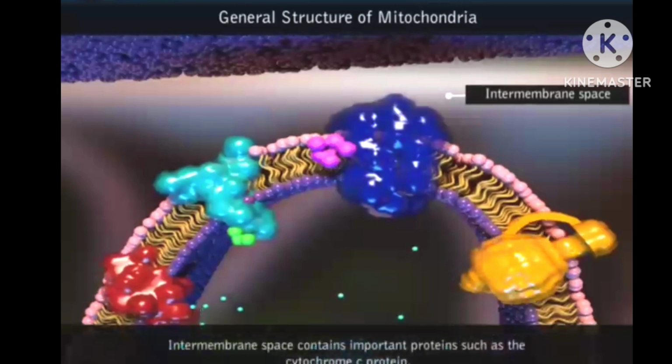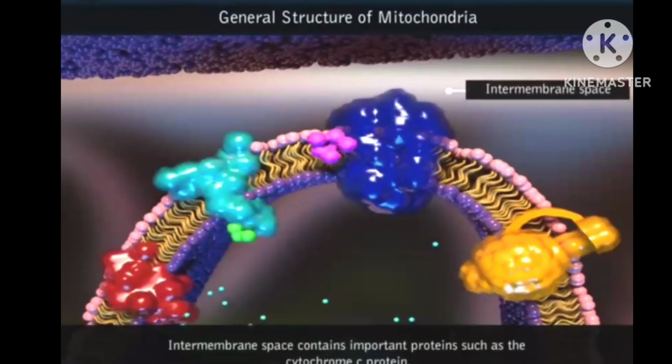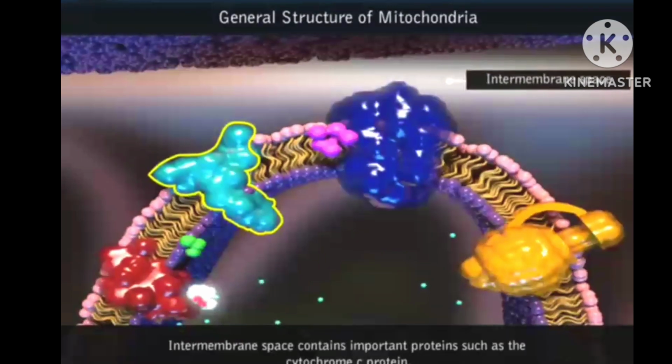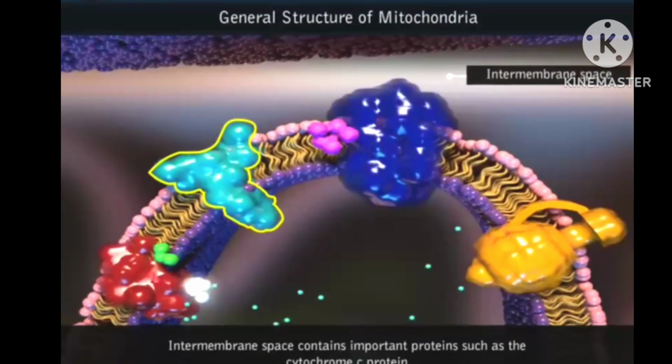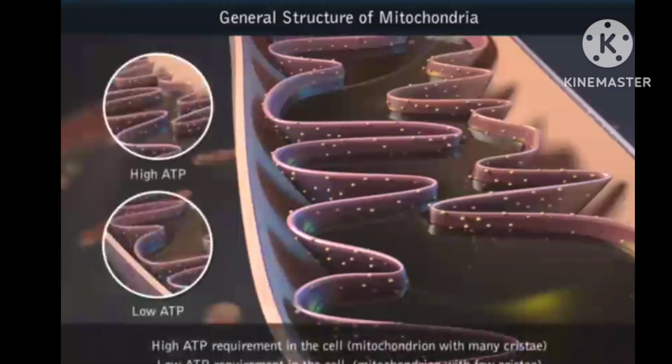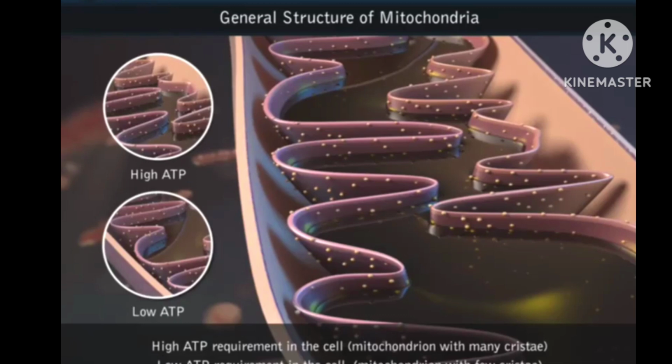The intermembrane space contains several proteins such as cytochrome C or complex 3, which plays an important role in the electron transport chain. The inner membrane of the mitochondria is thrown into a number of folds called the crista. Crista increase the surface area of the membrane and provide a larger space for biochemical reactions to take place. The number of crista is not constant and can vary with the cell's energy requirement.